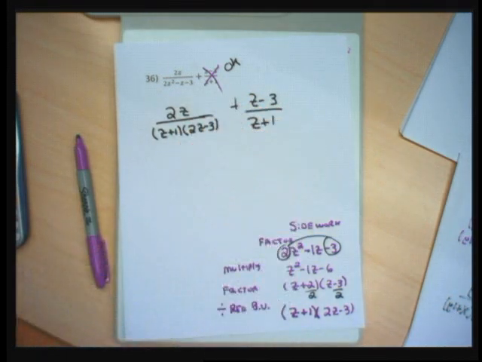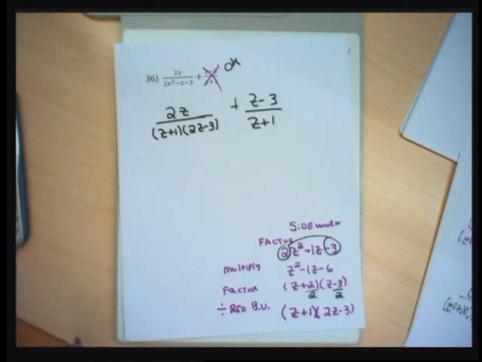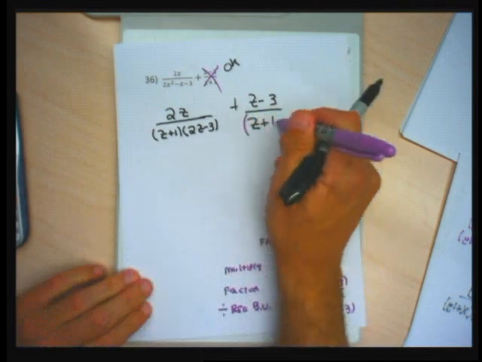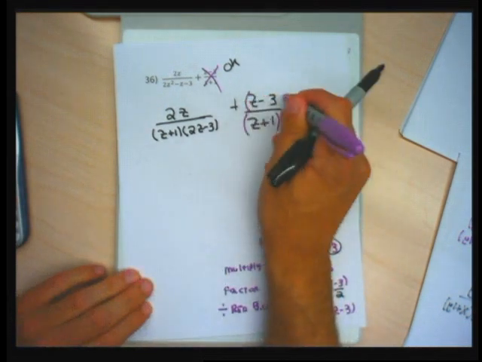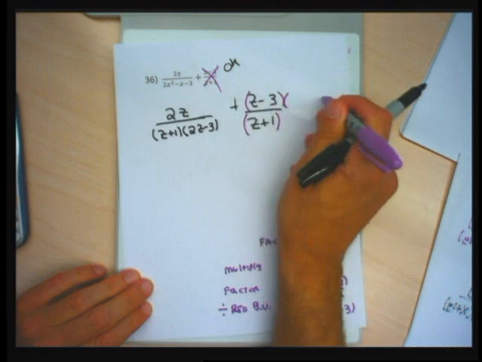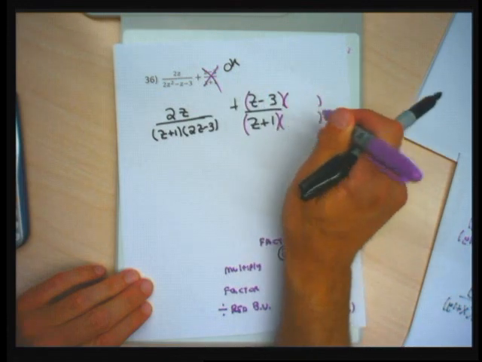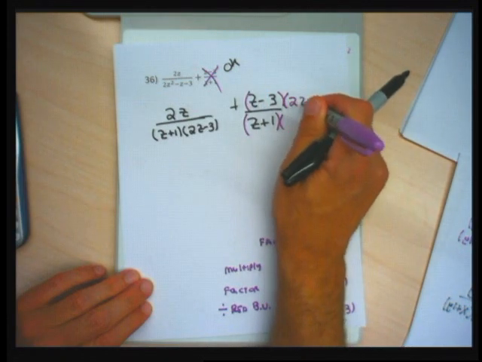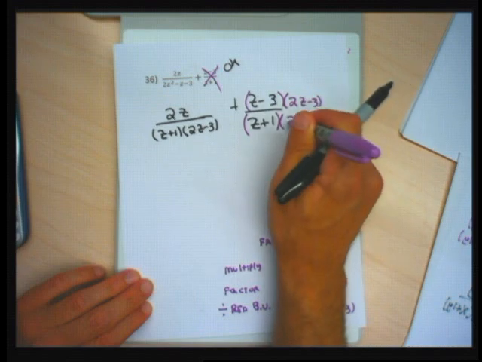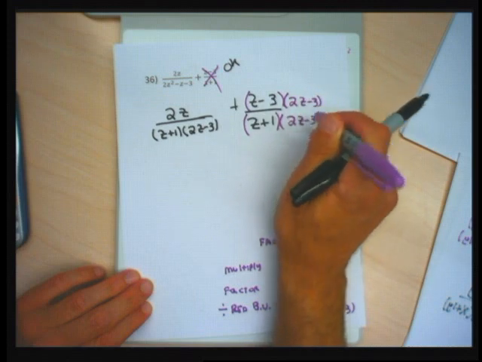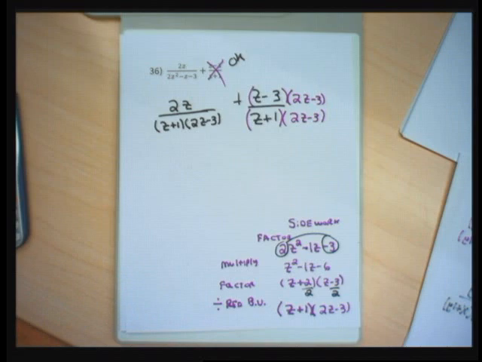So now I have the left fraction's denominator factored. The right denominator had nothing needed to be done to it. I need to make the denominators the same. And to make the left denominator the same as the right denominator, I need to multiply 2z minus 3 by the second fraction. Now the denominators are the same, which is a good thing.